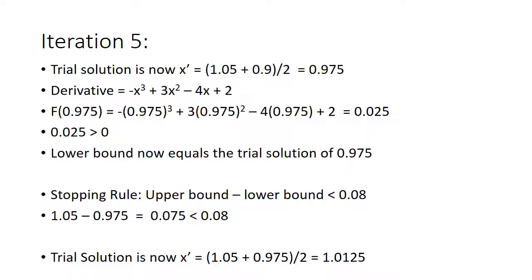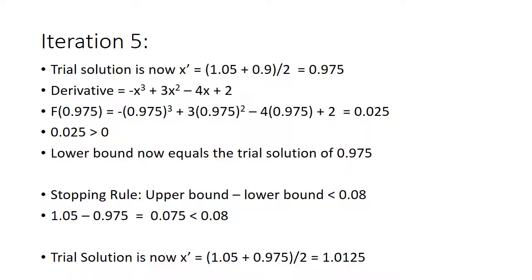We now come to iteration 5, which will end up being our final iteration. We do the same thing as every other previous iteration. We find the current trial solution, we average the upper and lower bounds, and we get a current trial solution of 0.975. We plug that into the derivative of the objective function, and we find a solution of 0.025. 0.025 is greater than 0, so we change the lower bound to now equal the current trial solution of 0.975.